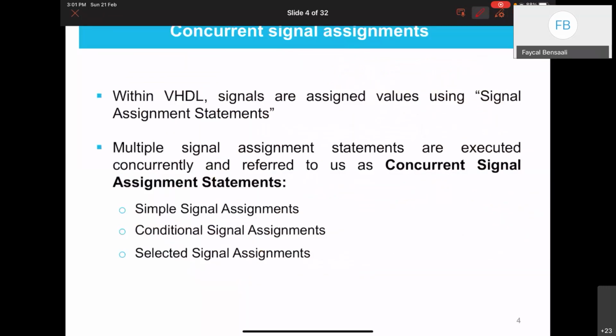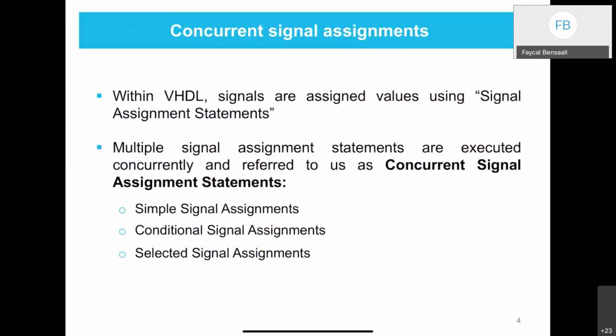Right, so we'll start with the concurrent signal assignment, which we use in the data flow design style. We have 3 types. We have simple signal assignment, we have conditional signal assignment, we have selected signal assignment.